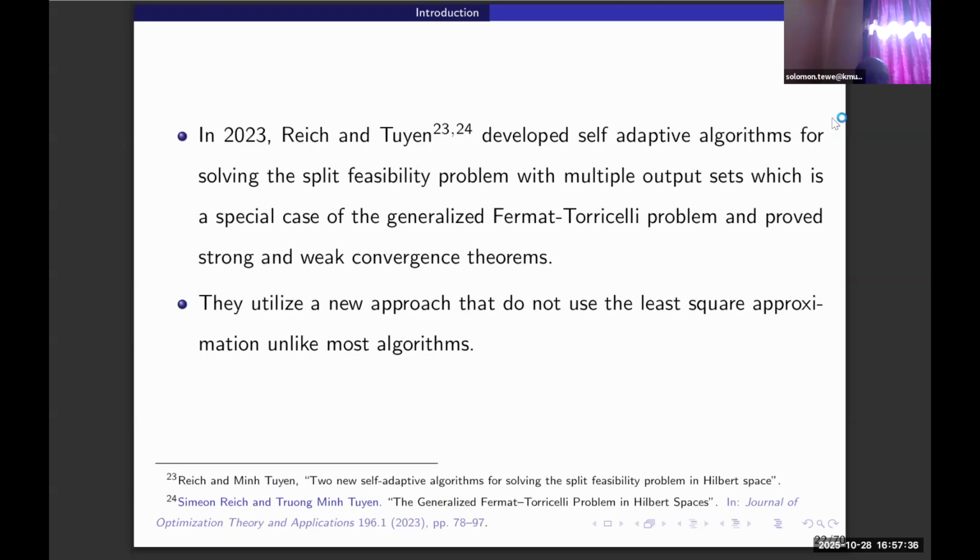So they develop algorithms which help to get strong convergence results.